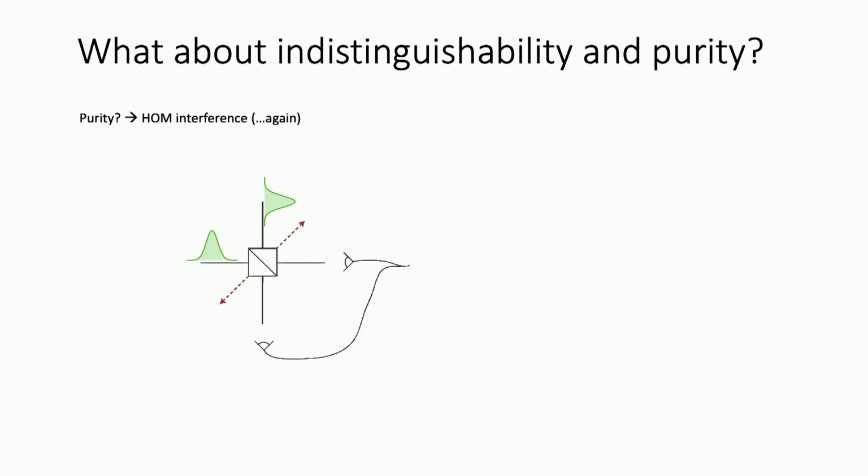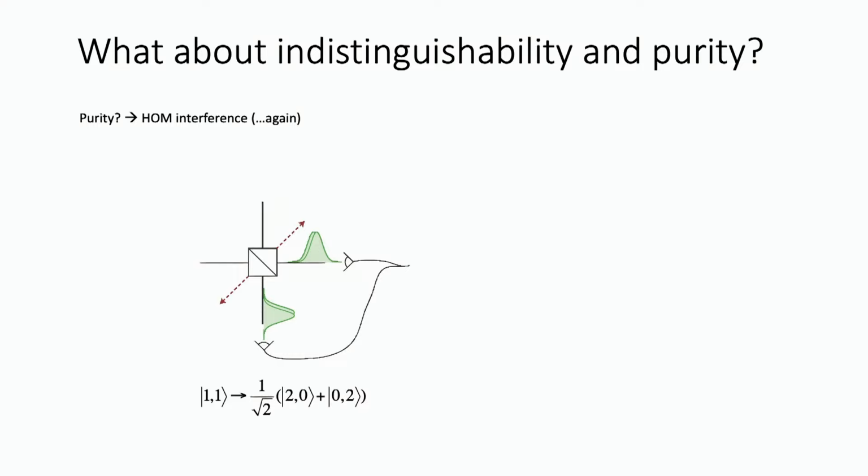And so this is Hong-Ou-Mandel interference, in which photons are incident on a beam splitter. And when these photons are perfectly overlapped in this beam splitter, the photons always come out the same port. They never come out different ports. But which port that is that they come out is fluctuating.